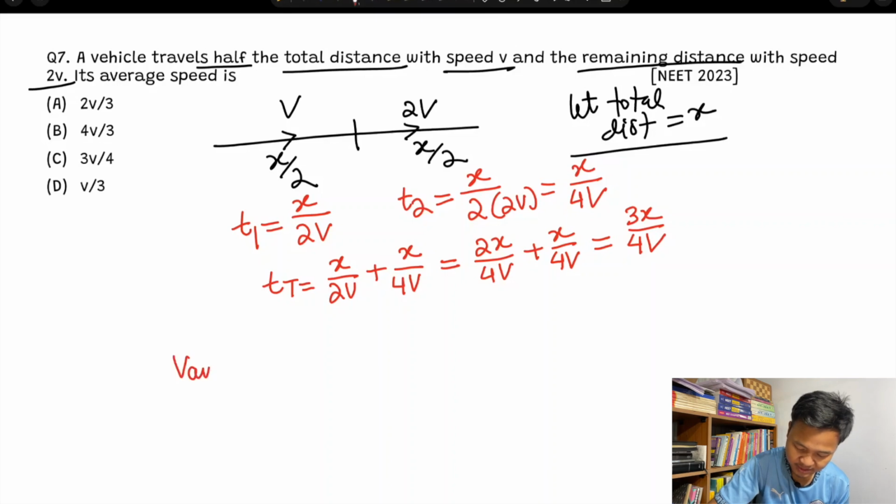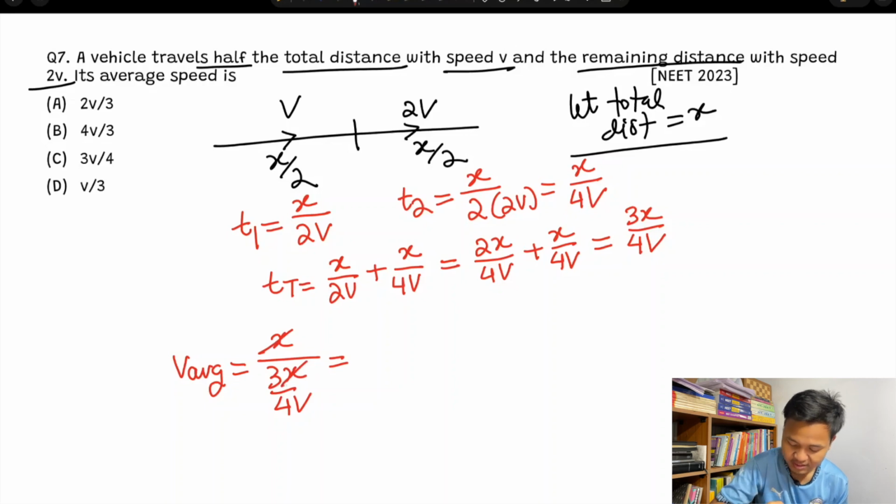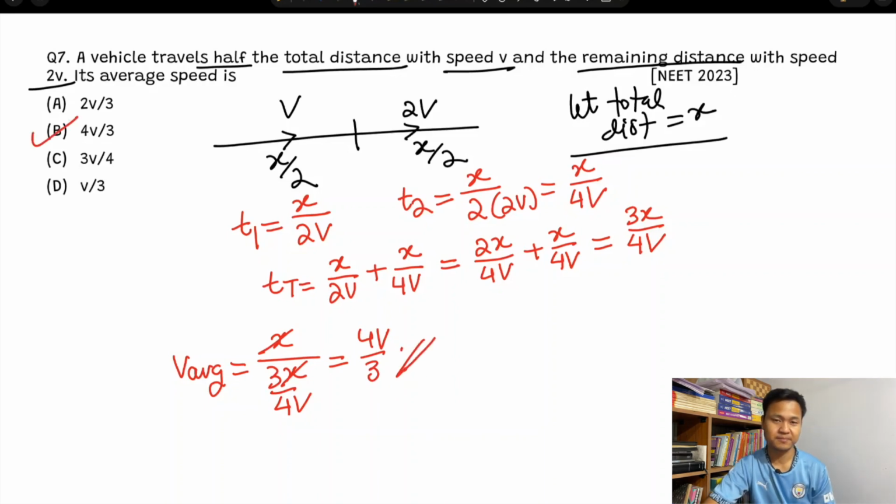What is the average speed? Average speed is total distance by total time. Total distance is x, total time is 3x divided by 4v. The x gets cancelled out and 4v goes upward. You have 4v by 3, so the answer is 4v by 3. Now, this NEET question, where did I take it from? From H.C. Verma. This is why I emphasize solving H.C. Verma objective 1. That is very, very important.